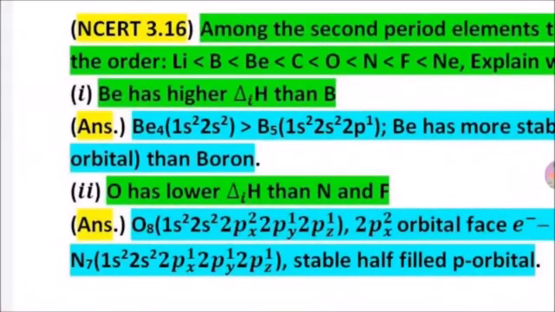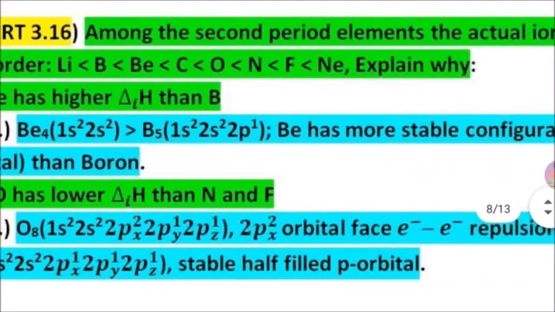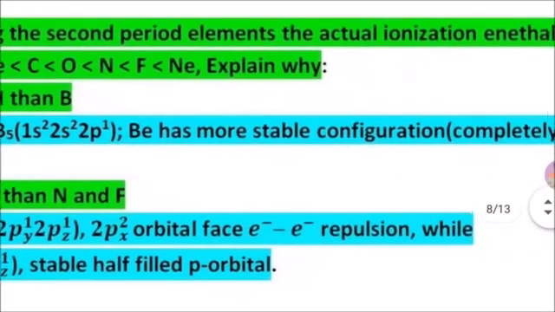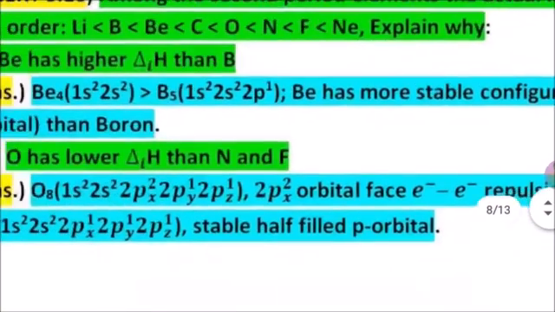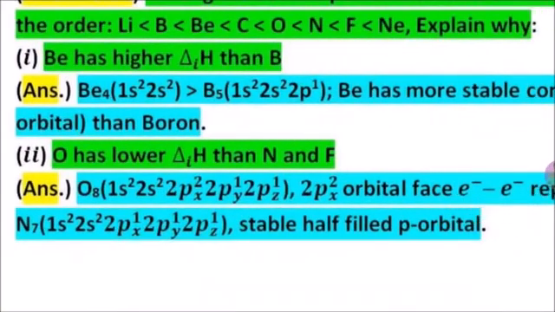Beryllium has higher delta IH, meaning ionization enthalpy, than boron. The answer is that beryllium has the configuration 1s2 2s2, which is greater than boron. Boron has the configuration 1s2 2s2 2p1, meaning it does not have a stable configuration. So beryllium has a more stable configuration, a completely filled 2s orbital, than boron, so it has higher ionization enthalpy.